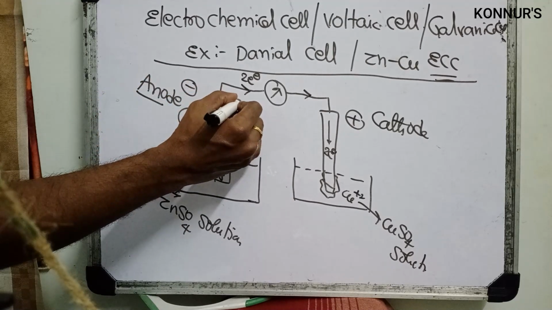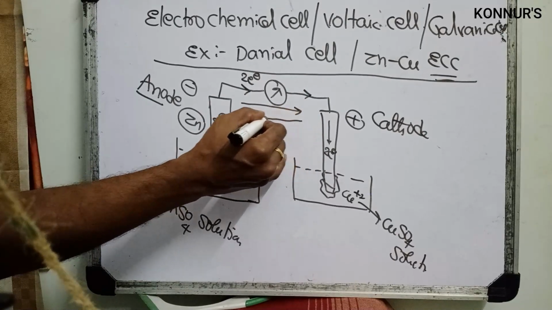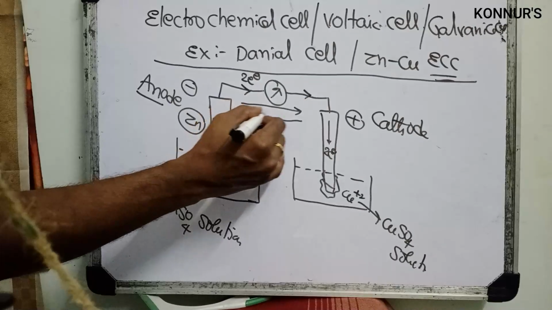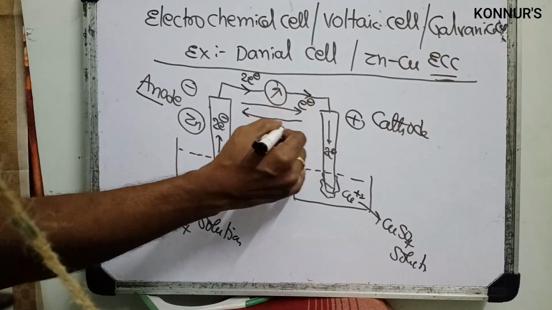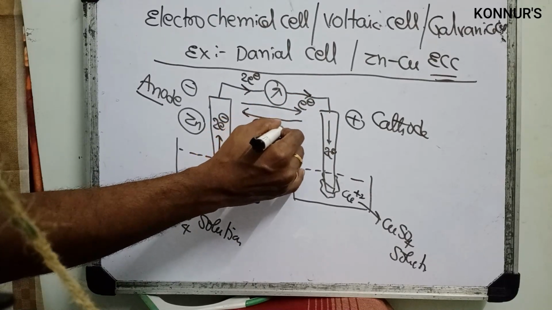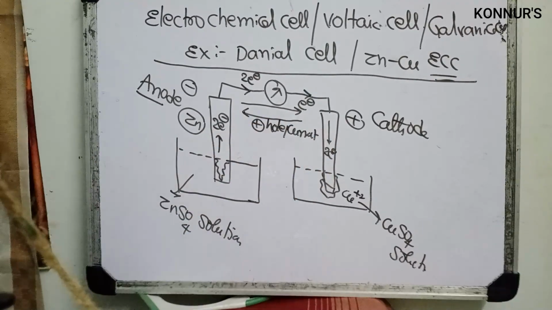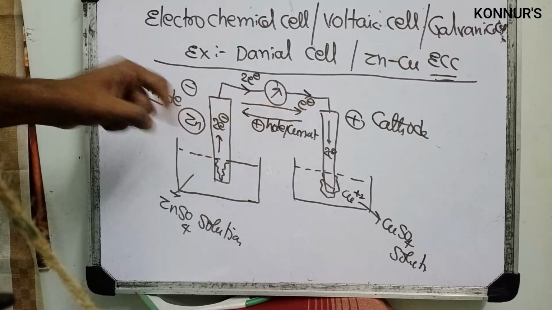So electrons are moving from anode to cathode. The current is moving from cathode to anode. This is the movement of electrons, and this is the positive holes. Positive holes, otherwise you call it current. So current is moving from cathode to anode.